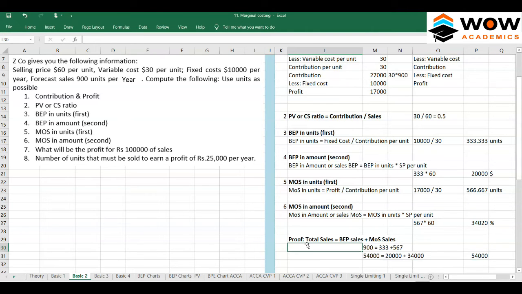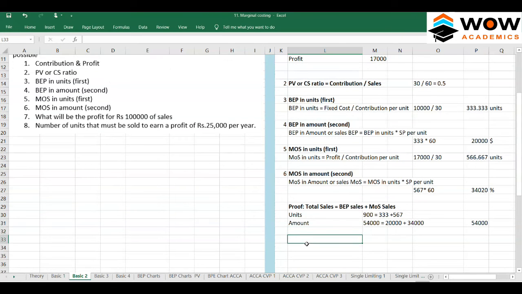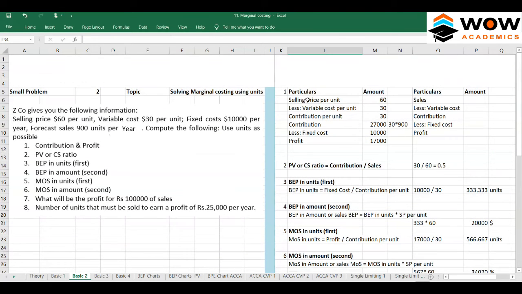So this is for units and this is for amount. Okay, done about it. So we have two more parts. Sum number 7. What do they require? They require what will be the profit for 1 lakh of sales. If sales is 1 lakh, what would be the profit? It's very simple. Take this entire format and you can quickly get the answer.